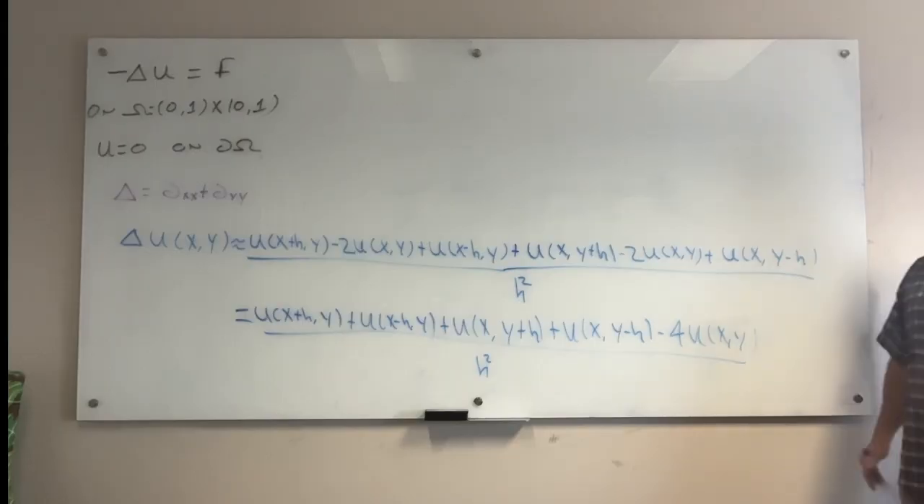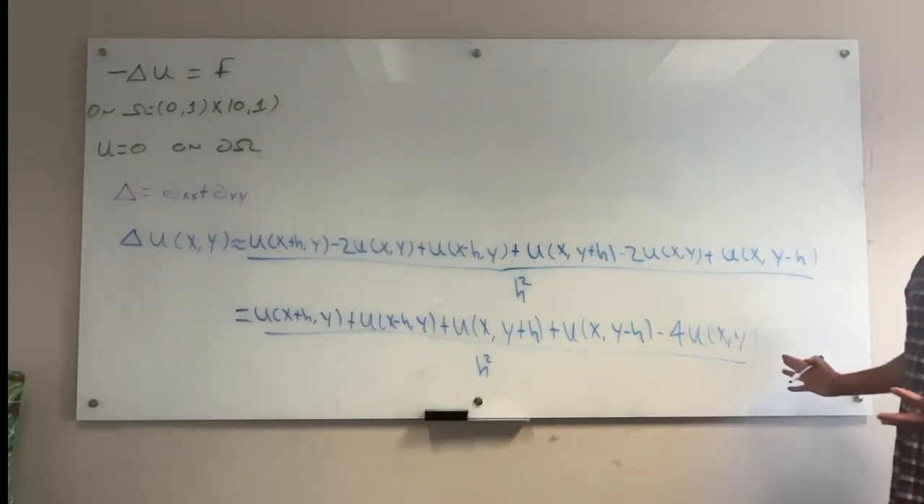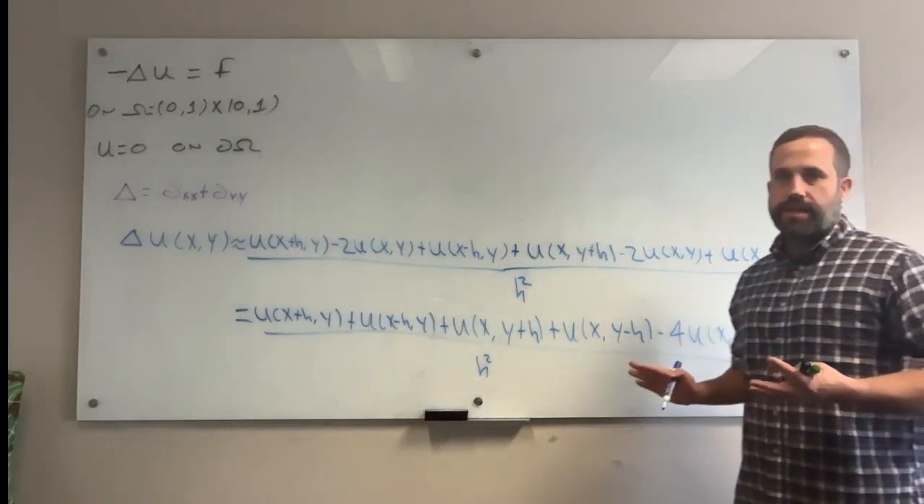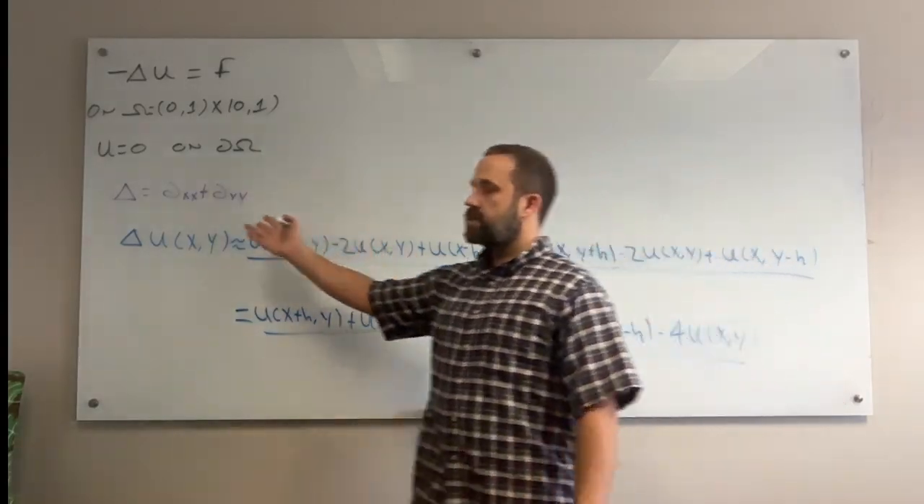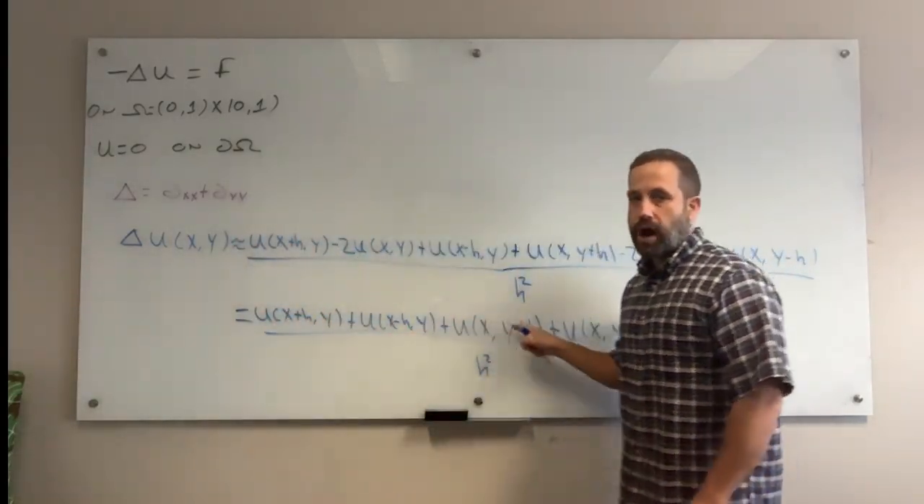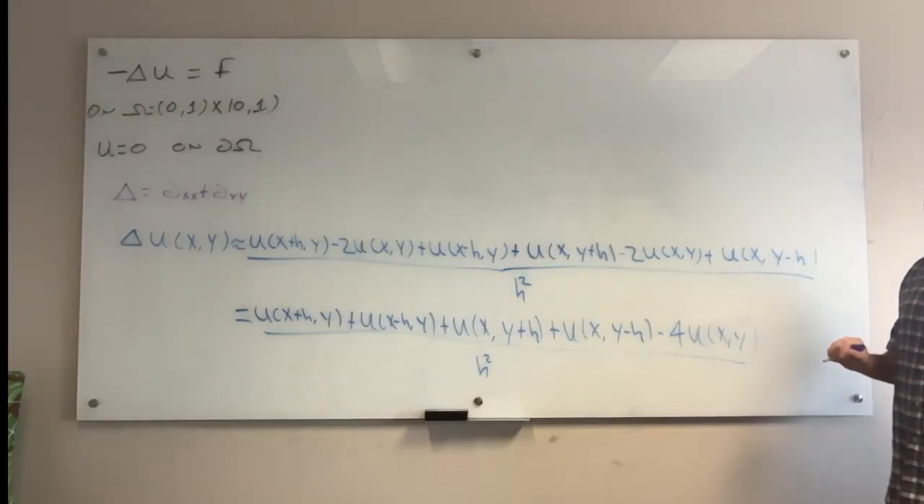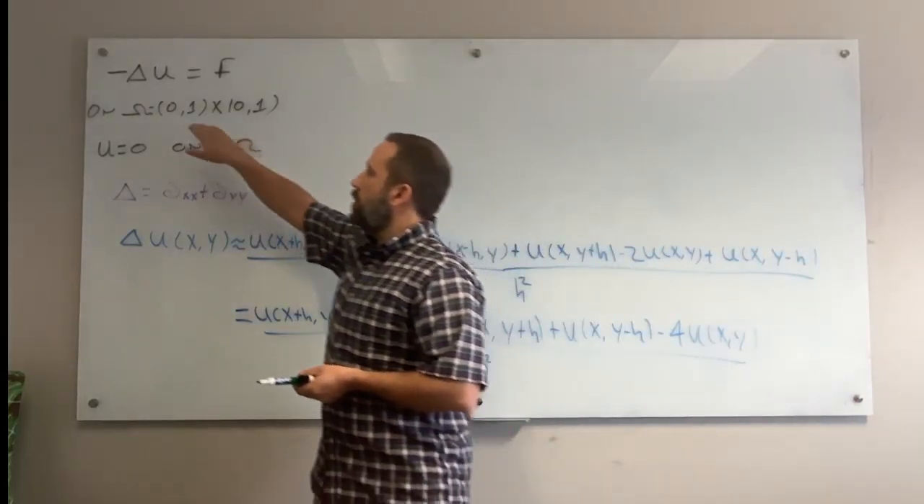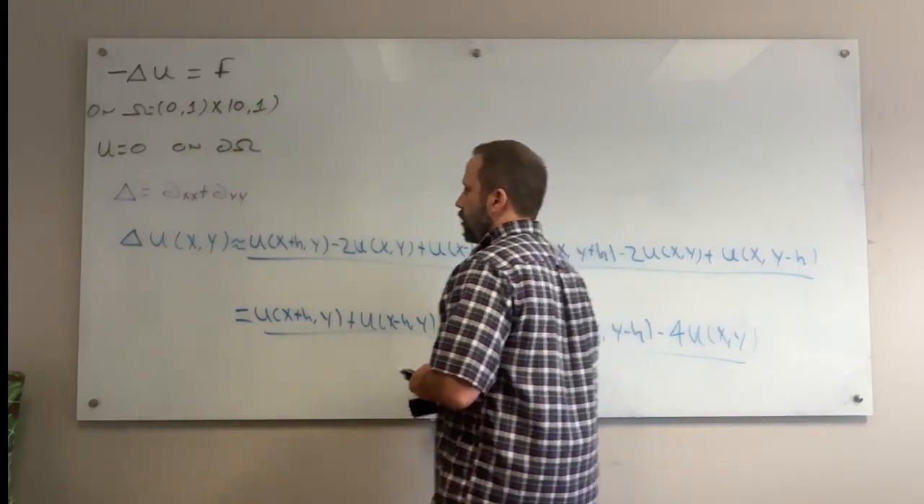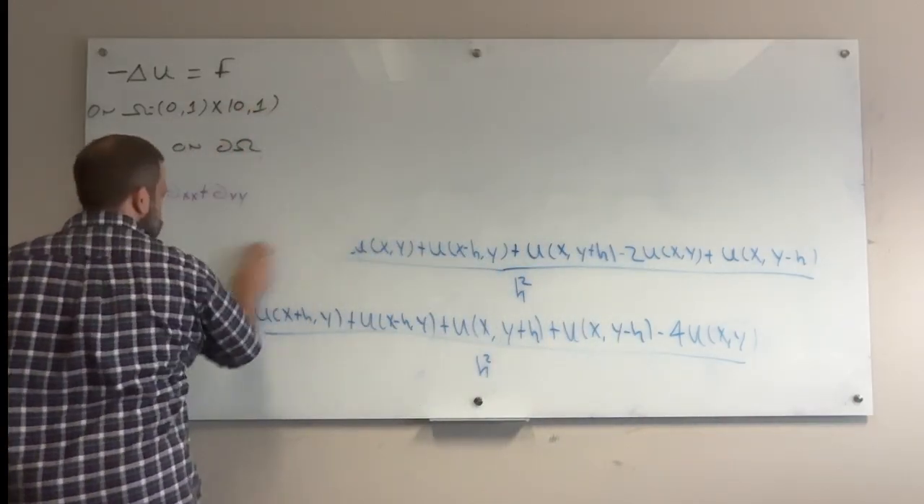Okay, and so now, again, this is just the one-dimensional approximation done in the x direction and the y direction and added together, because that's exactly what the Laplacian is. So the approximation here is very straightforward. Now what I want to do is move this into a grid that we're going to put on this square, 0 to 1 by 0 to 1. So let me do that now.